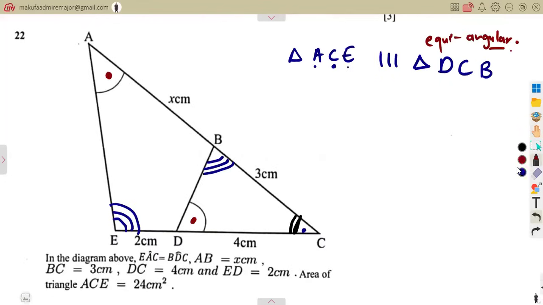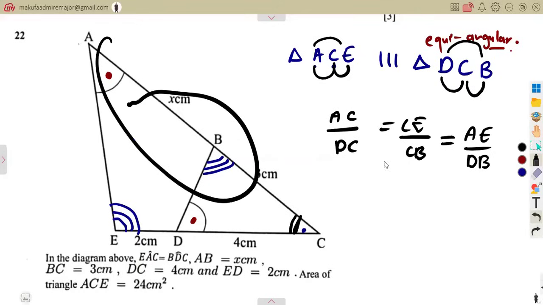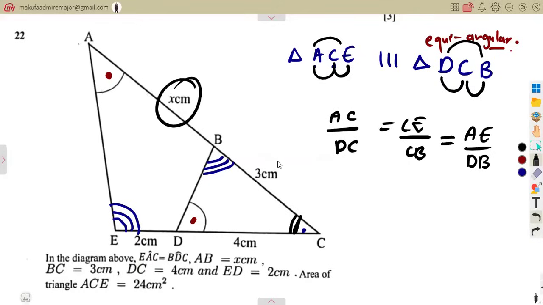Then find x from the information that you're given. Find the value of x. Remember that from similar figures, the ratio of sides is the same. So to find x, you can consider the ratio of side AC over DC is equal to CE over the corresponding side CB, is equal to AE over the corresponding side DB. What are we given? AC is the combination where x is, which is x and the 3. You can take AC as x plus 3.